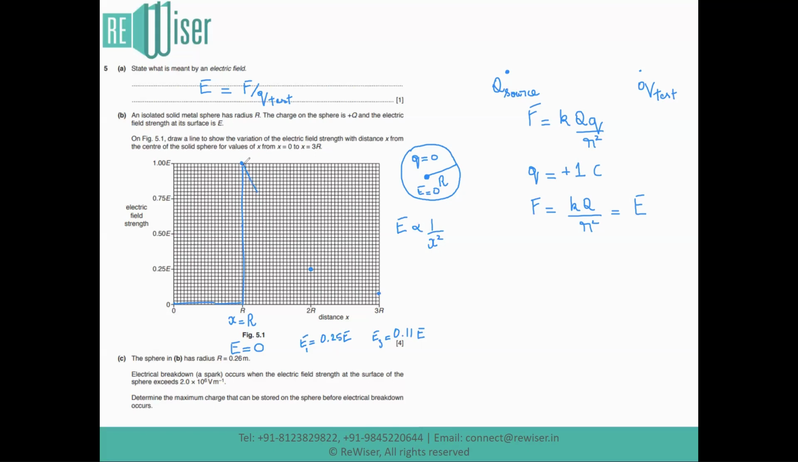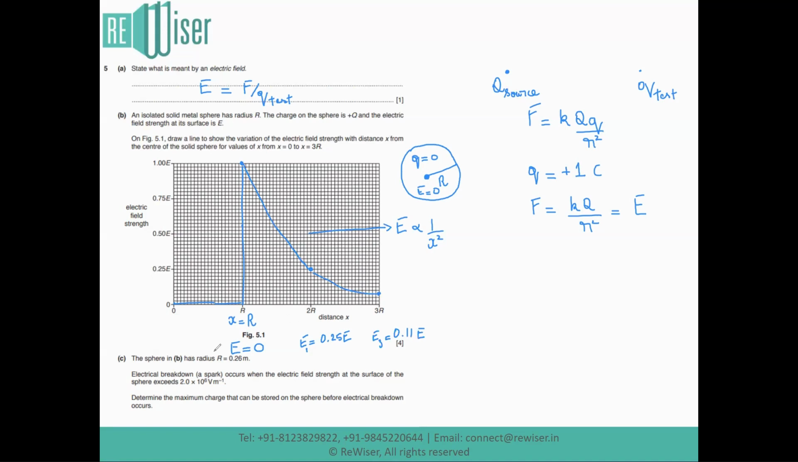So here we have an exponential decay graph, which predicts the same. This predicts the exact nature of their relationship, that is E proportional to 1 by x square. Moving on to the last part.